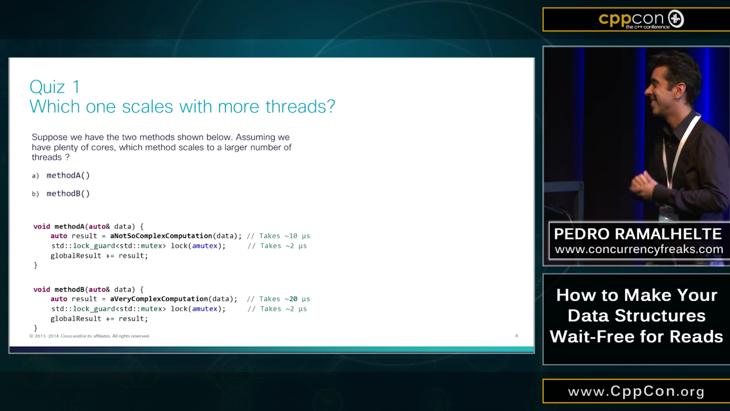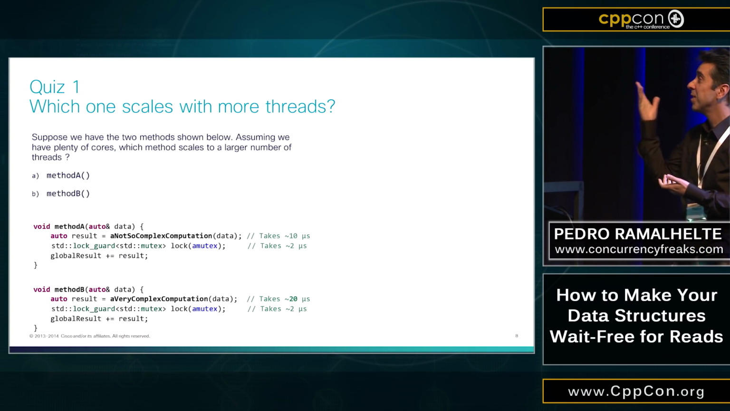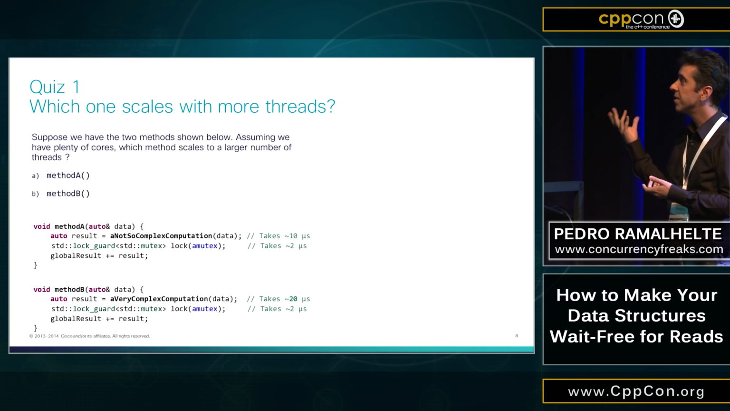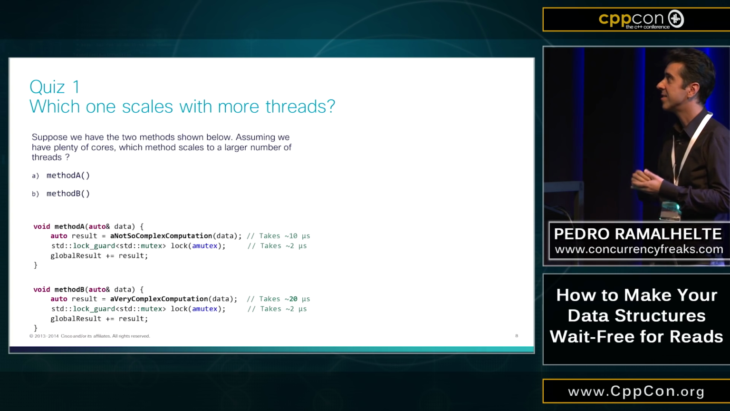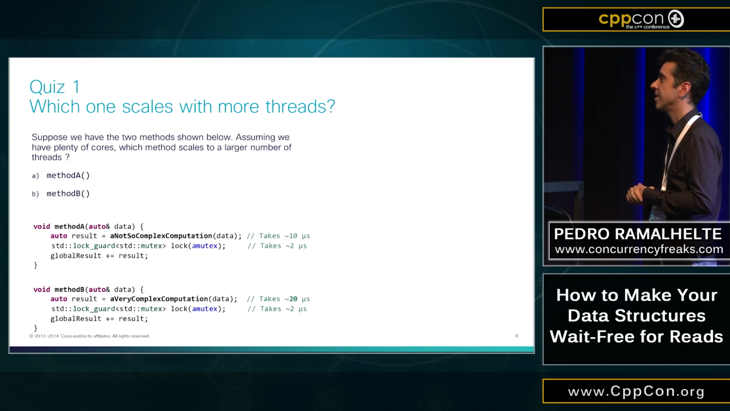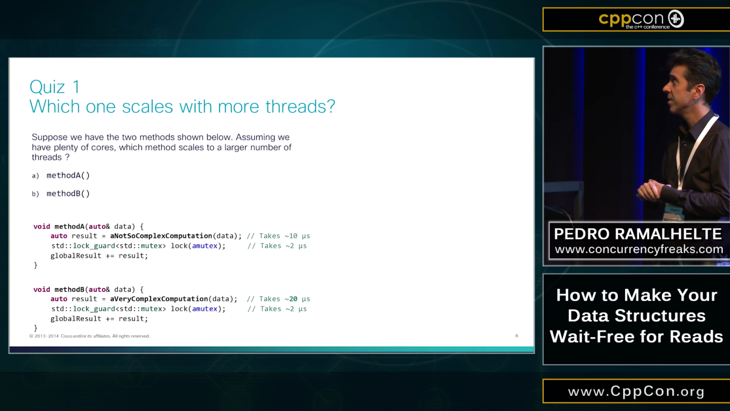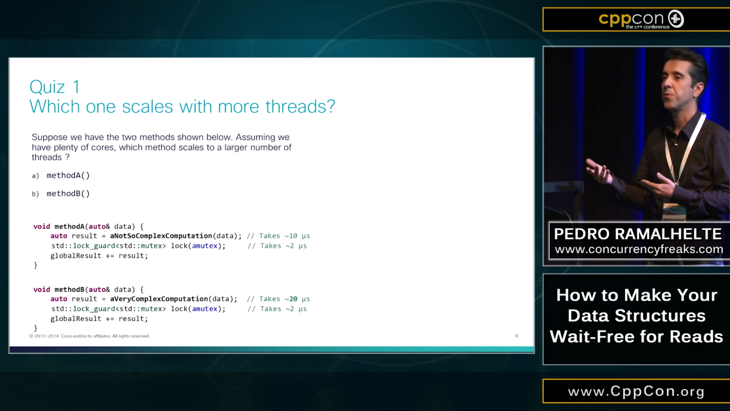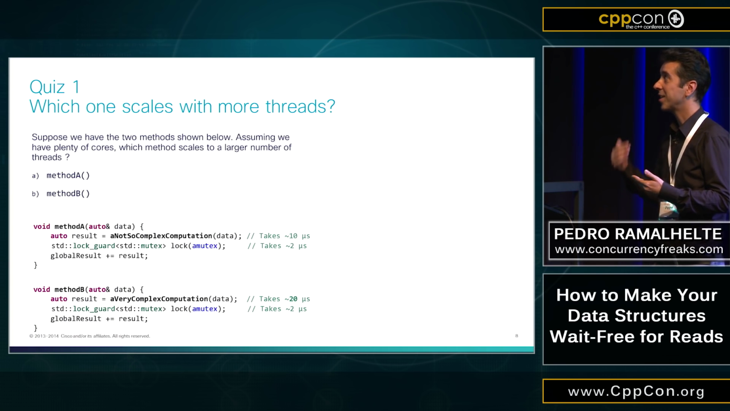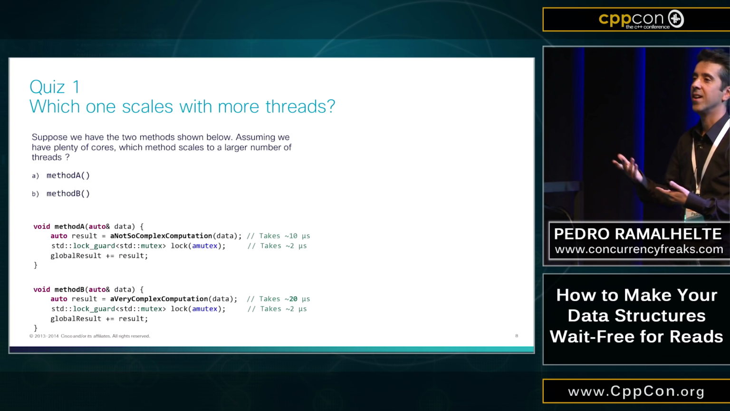So quiz 1. Suppose you have two methods, they're very similar, and the only difference is that the part that's non-serialized, the part that's not protected by the mutex, which is completely independent, takes slightly different times in proportion to the time it takes to save that data. So which one of these two methods is going to scale better, or let's say, is going to scale up to more threads? That means you can add more threads and get more work done.